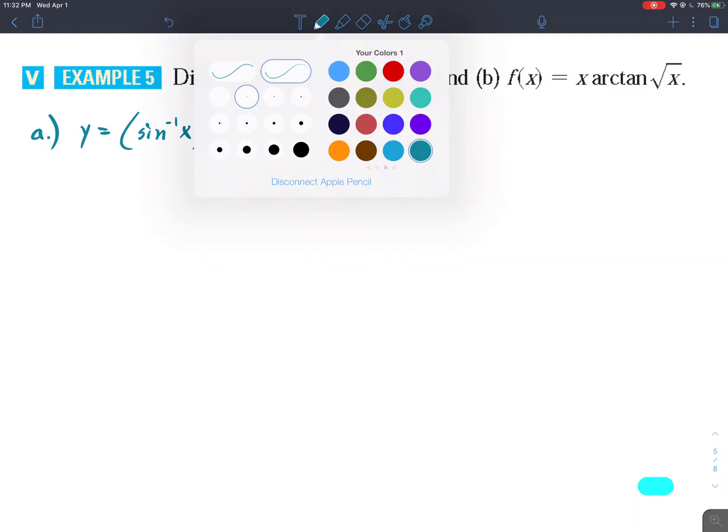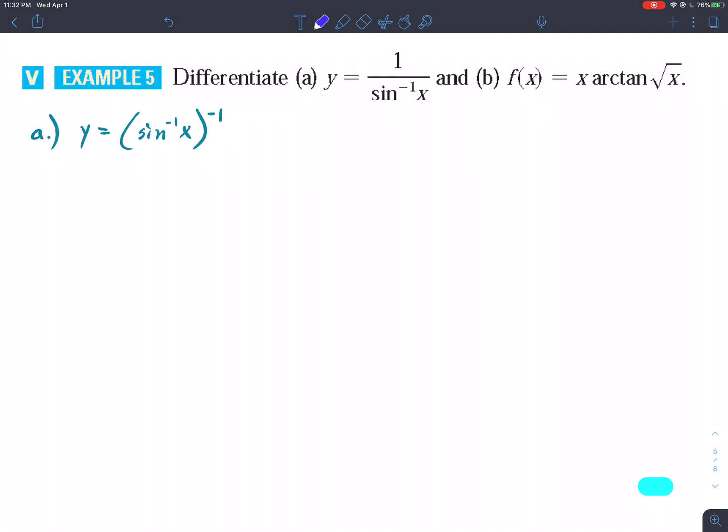And the second one is written as f of x or y equals, well, you know what, I don't need to rewrite it. I'm sorry. I thought I was going to have to rewrite this, but I was distracted. Basically, it's a function x times inverse tan. We could rewrite it as, yeah, I'll do that. I'll go y equals x inverse tan square root x. How about that? Okay, so let's go back to A real quick.